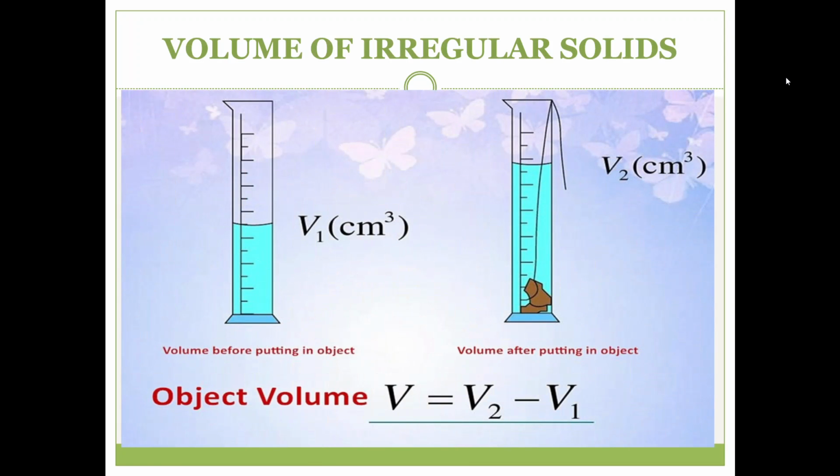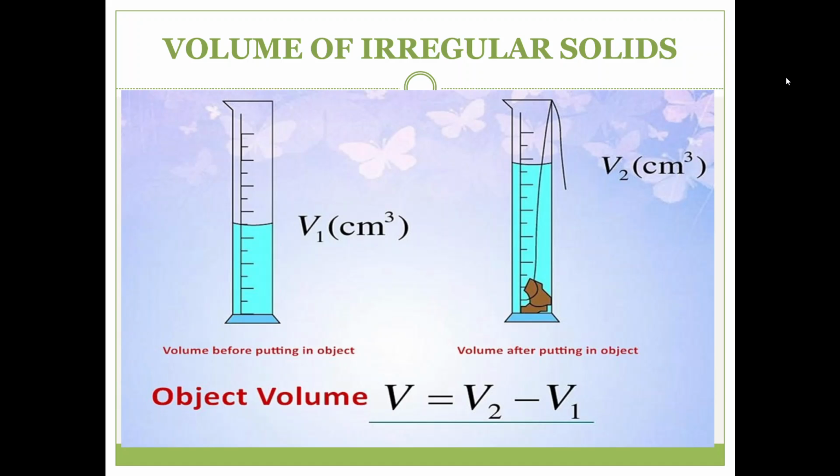We can also measure the volume of irregular objects using a measuring cylinder. For this, take a measuring cylinder and fill almost half of it with water. Record the volume of water. Let us assume it to be V1 centimeter cube. Now, tie a small irregular solid like a stone with a fine cotton thread. Put the solid gently into the water in the cylinder so that it is completely immersed in water.